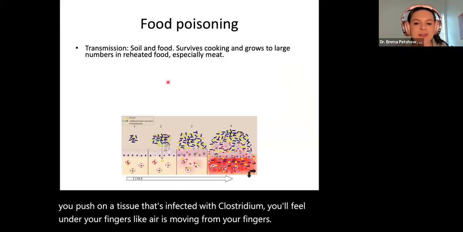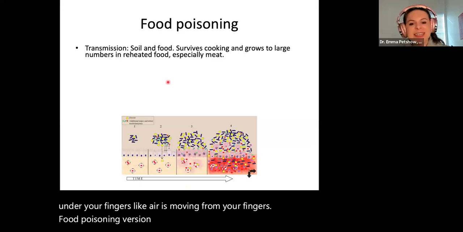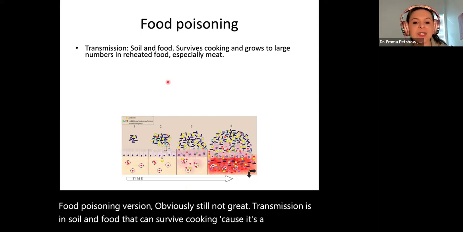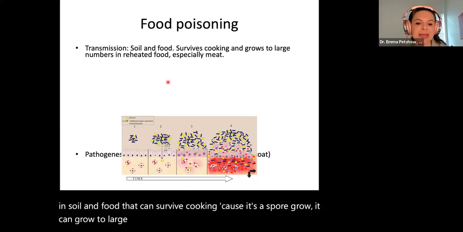Food poisoning version, obviously still not great. Transmission is in soil and food. It can survive cooking because it's a spore. It can grow to large numbers in reheated food, and especially in reheated meat.